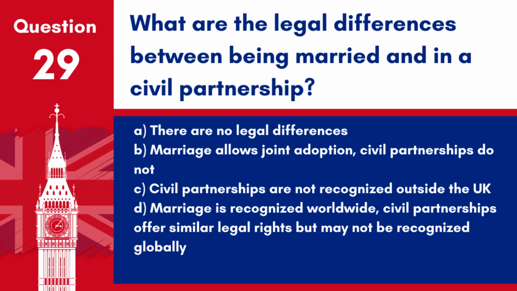Question 29. What are the legal differences between being married and in a civil partnership? A. There are no legal differences. B. Marriage allows joint adoption. Civil partnerships do not. C. Civil partnerships are not recognized outside the UK. D. Marriage is recognized worldwide. Civil partnerships offer similar legal rights but may not be recognized globally.